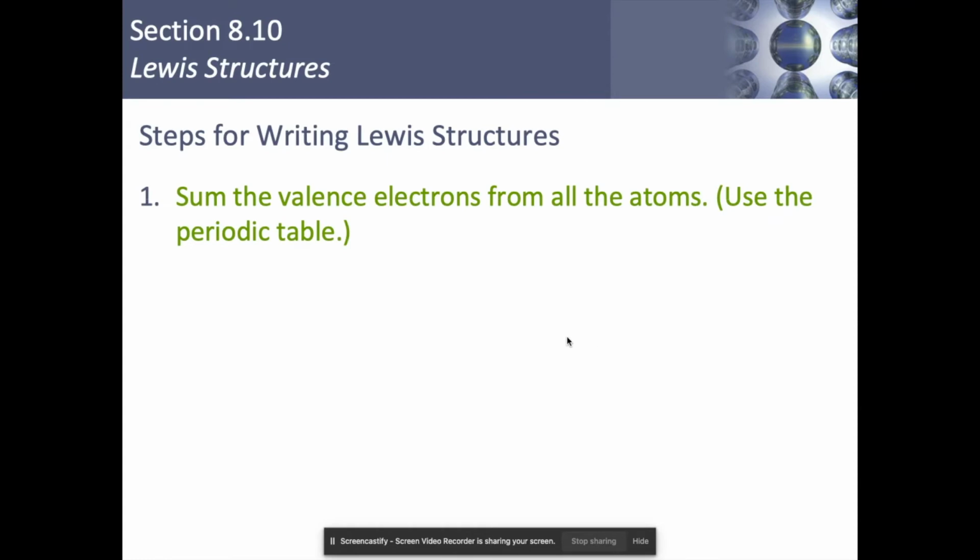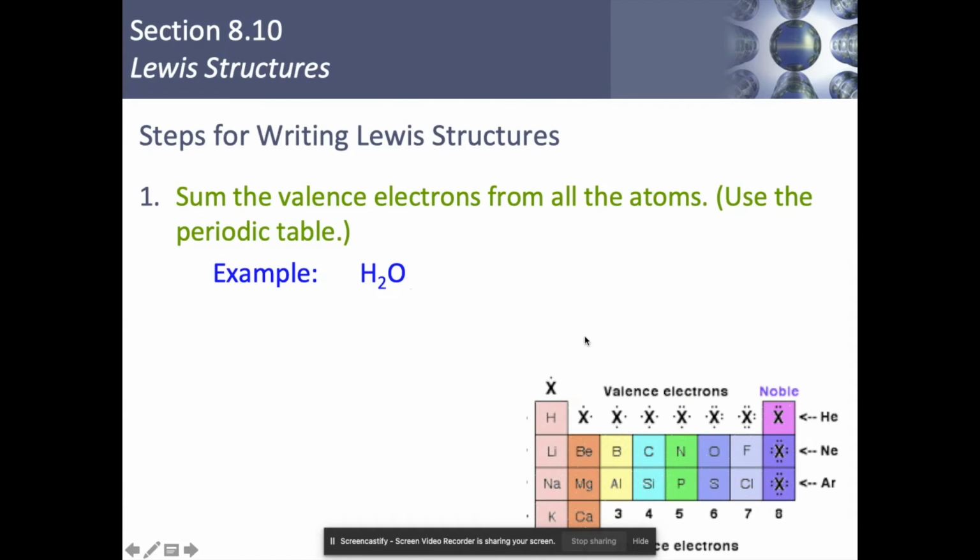So the first step is to add all the valence electrons together for your atoms. Let's take the simplest of simple examples with H2O. So we're going to look at water. If I'm looking at my chart here, hydrogen has 1. I have 2 hydrogens, so that's 2 electrons alone from this. Oxygen has 6, so 6 and 2 gives me 8 electrons total. Water has 8 valence electrons in its structure.